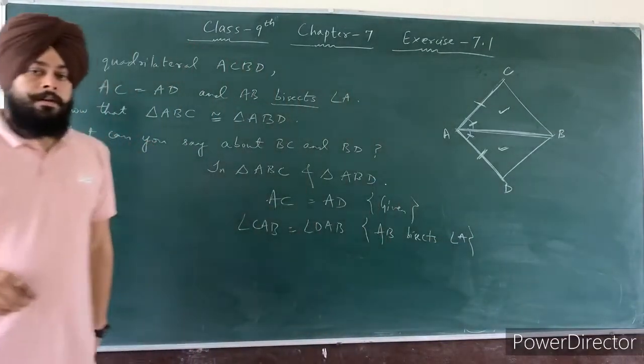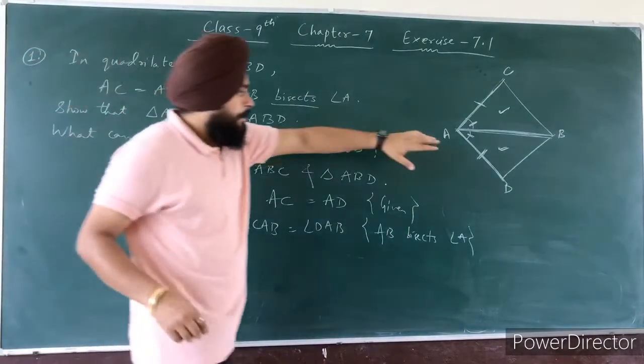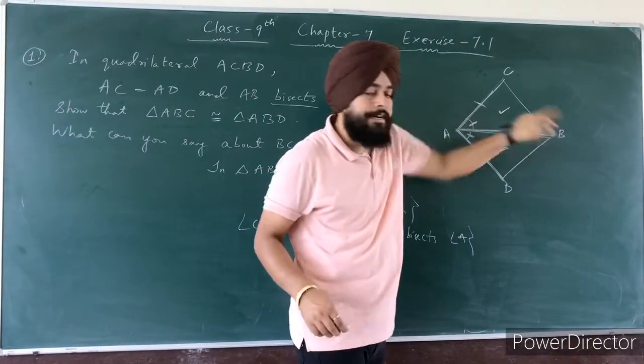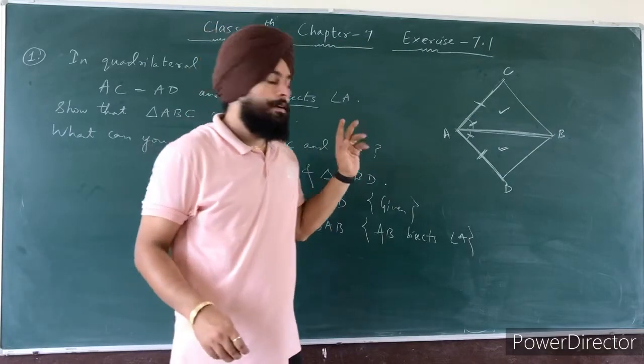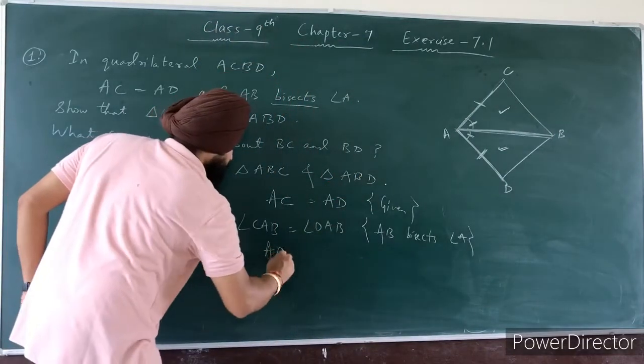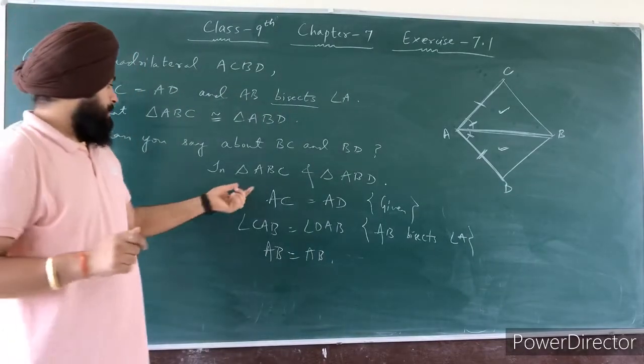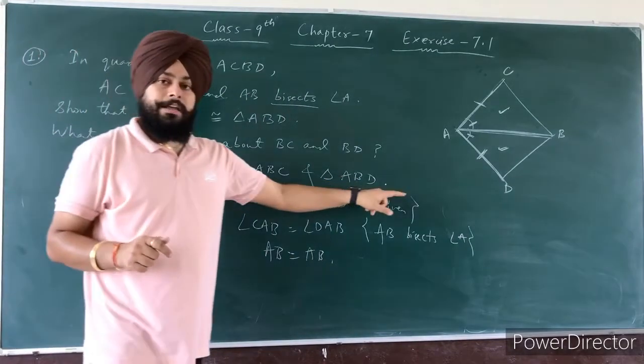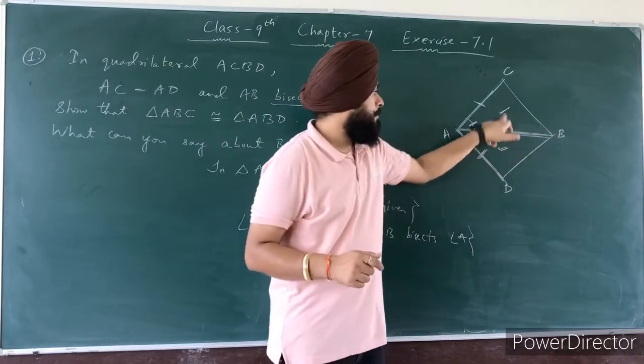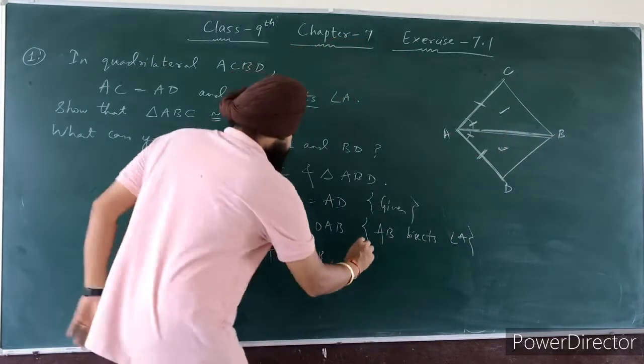This is the second. The third one: check here in both these triangles this AB side is common. So you can write AB is equal to AB because AB side is the common side of both triangles ABC and ABD. So we can write here, common.